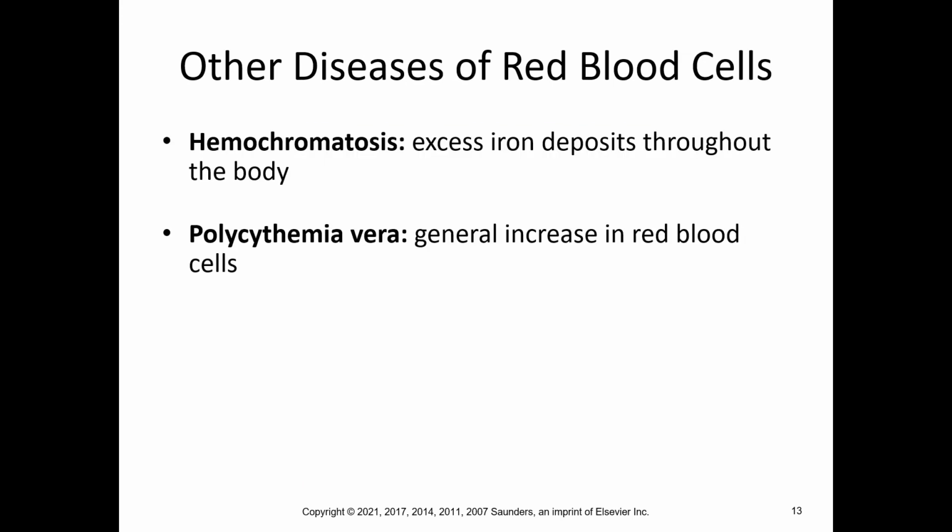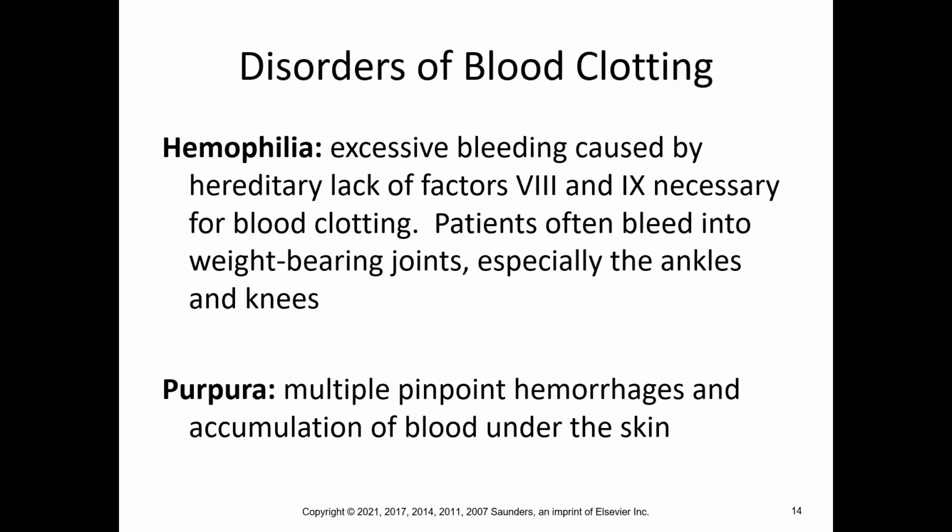Other diseases of red cells: hemochromatosis, excessive iron deposits throughout the body. Polycythemia vera, a general increase in red blood cells. That's where the polycythemia word comes in. Hemophilia, excessive bleeding caused by hereditary lack of factors 8 and 9 necessary for blood clotting. Patients often bleed into weight-bearing joints like the ankles and knees. Purpura, multiple pinpoint hemorrhages and accumulation of blood under the skin.